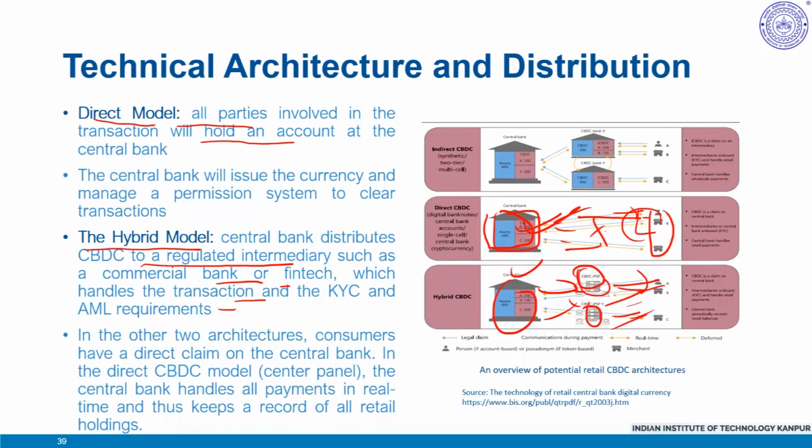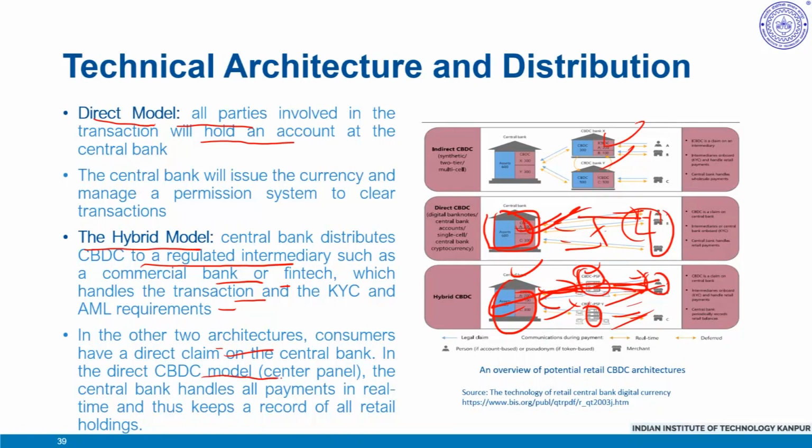However, importantly, the claim remains on the central bank. So the claim of these retail customers, the ultimate claim, will be on the central bank only. In the indirect CBDC architecture, this is done indirectly. And if you recall, we said ICBDC was in the hands of consumers, which represented a claim on the intermediary itself. But here the claim is on the final central bank. In the other two architectures, that is hybrid and direct, the consumers have the claim on the central bank.